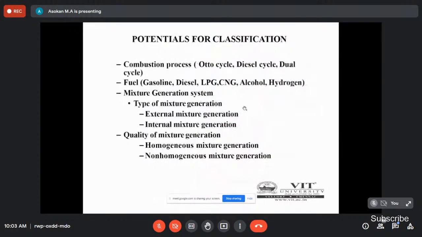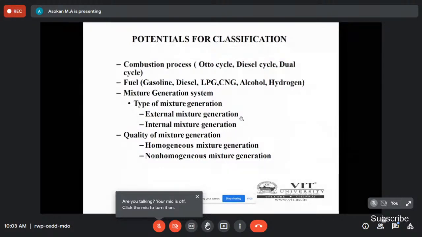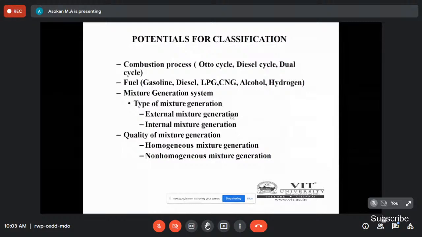See, this is the classification: combustion process, Otto cycle, diesel cycle, and fuel: gasoline, diesel, LPG, CNG, alcohol, and hydrogen. Then the mixture generation system, with two types: external mixture generation and internal mixture generation. The external mixture generation might be by means of the carburetor, where the fuel and air are mixed thoroughly outside of the engine. So the mixture is allowed to enter the cylinder during the suction stroke.